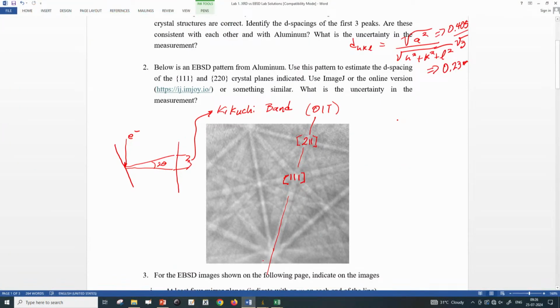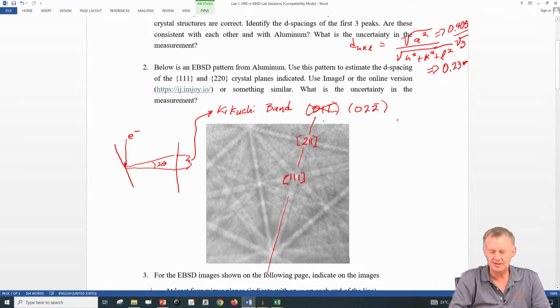Back to here. Okay. So we're going to cross out 011. We're going to use 02 2 bar. Now, once we calculate that, we have to make sure that the dot product with our different zone axes is 0, right? They have to be normal to each other. So 02 2 bar has to be normal with 211 and 111. And it is, so that's good.